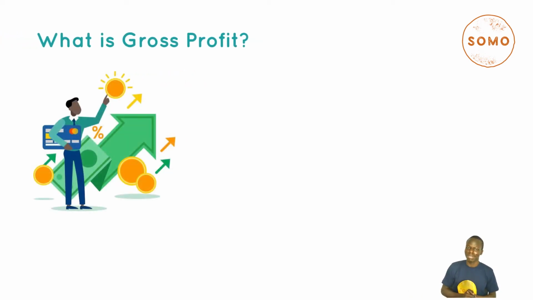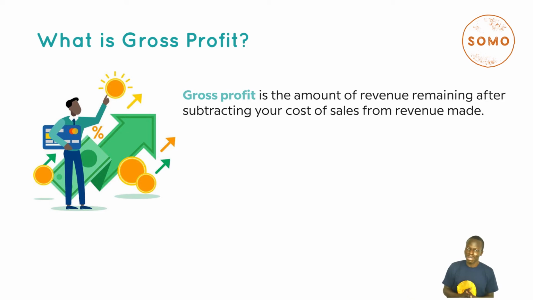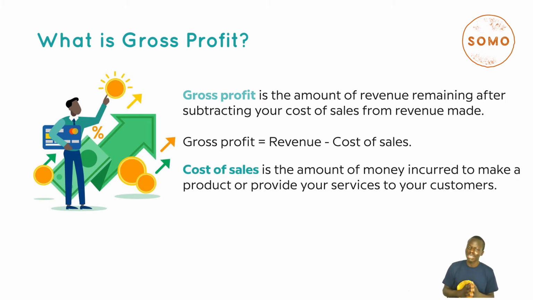What is gross profit? Gross profit is essentially the amount of revenue remaining when you subtract your cost of sales from revenue made. That is to mean that gross profit is equals to revenue minus your cost of sales. Cost of sales is the amount of money you incur to make a product or offer service to your customers.